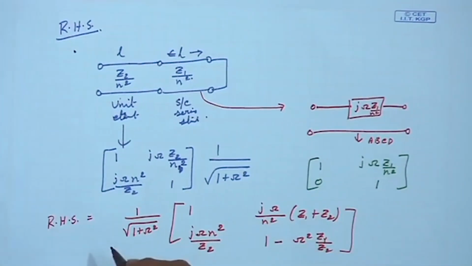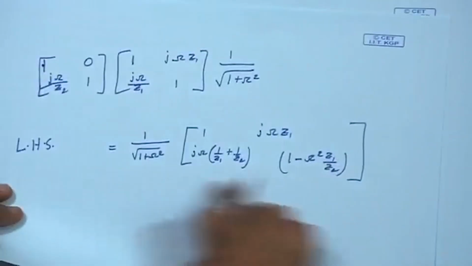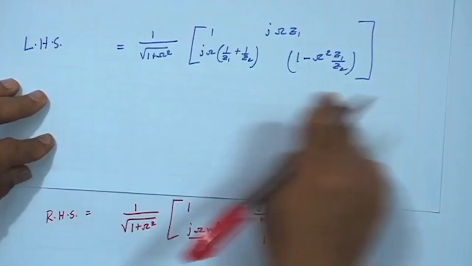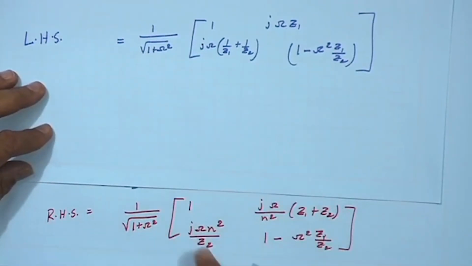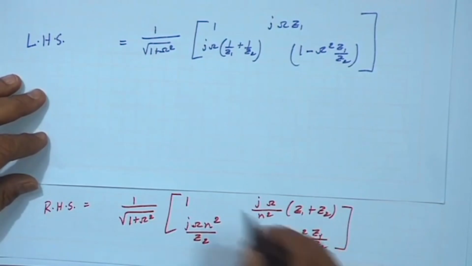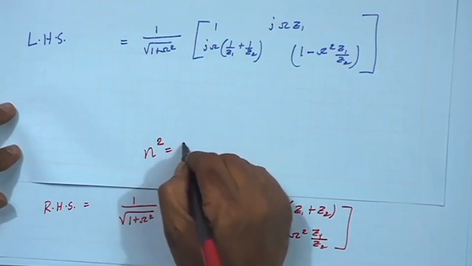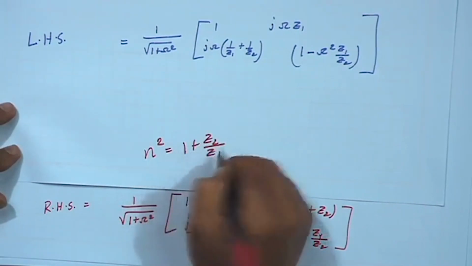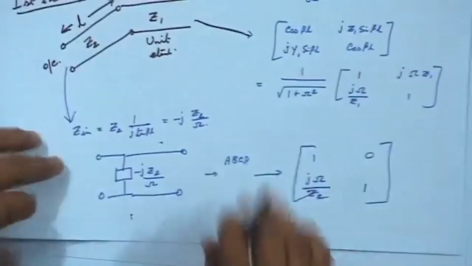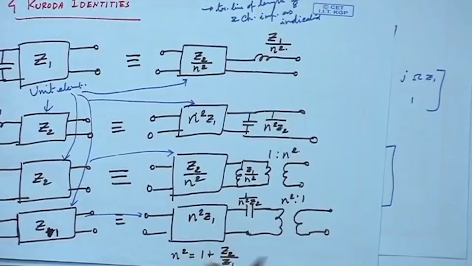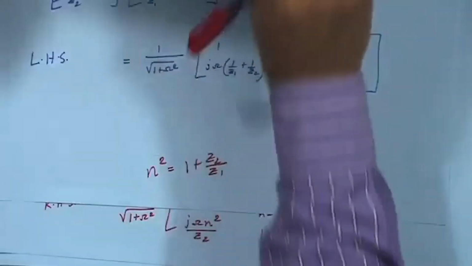Now, you see this is the RHS and this is the LHS. These two become identical only when I choose the n value such that n square is equal to 1 plus Z2 by Z1. That is why Kuroda did that, and in all his cases n square is 1 plus Z2 by Z1. So, with this you can now have all the permutations.